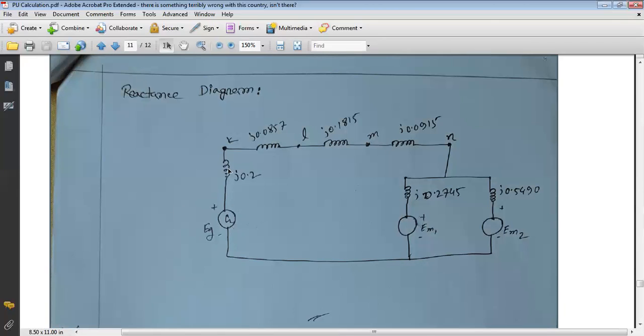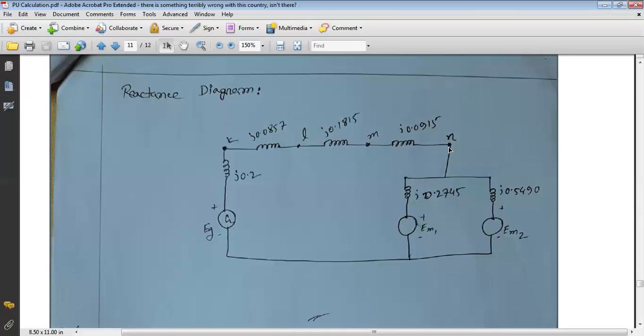This is the generator reactance and this is the generating source. From the generator, the transformer T1 is connected, so this is the transformer T1 reactance. From transformer T1 to T2, there is a high voltage transmission line connected, and this is the per unit reactance of the high voltage transmission line. After that, the transformer T2 is connected, so this is the reactance of T2.